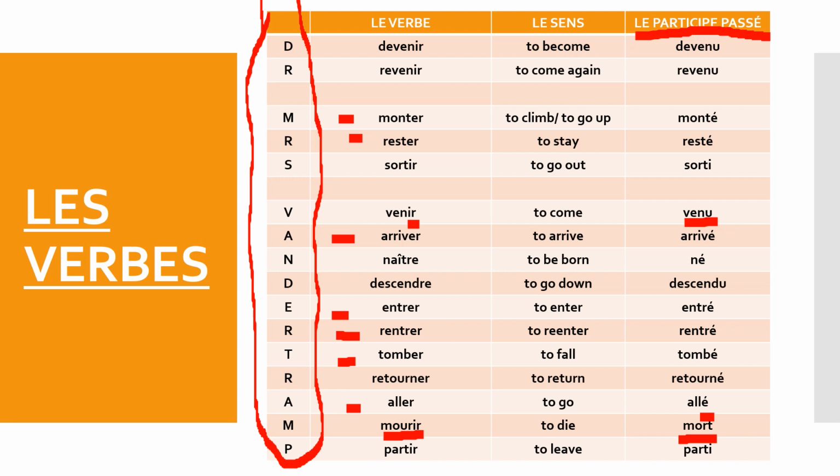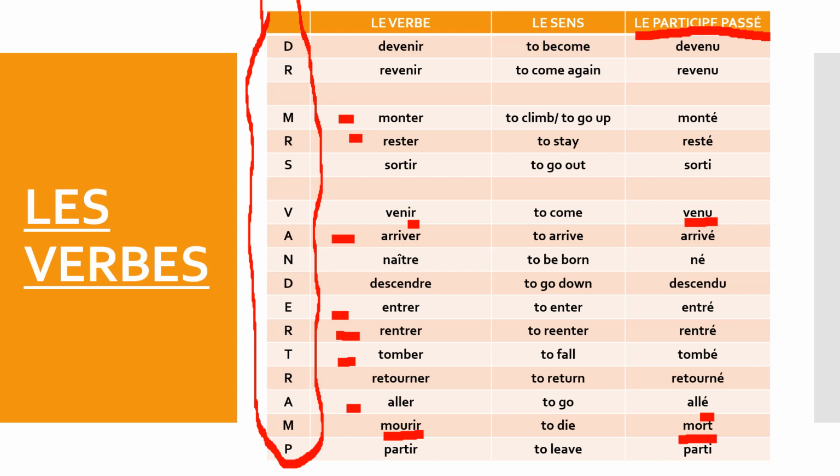So these are some of the reasons why these 16 verbs are so special when you're conjugating them in the past tense. And the more you use them and the more you're familiar with them, the more you'll recognize that they're special, that they have special spellings, and that they use être as its auxiliary verb.